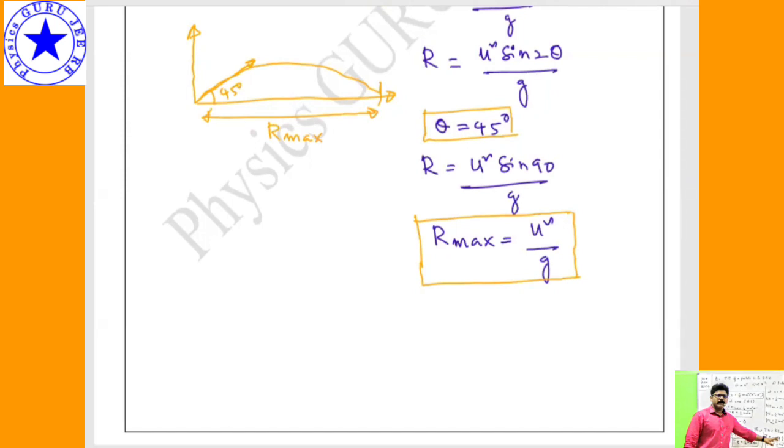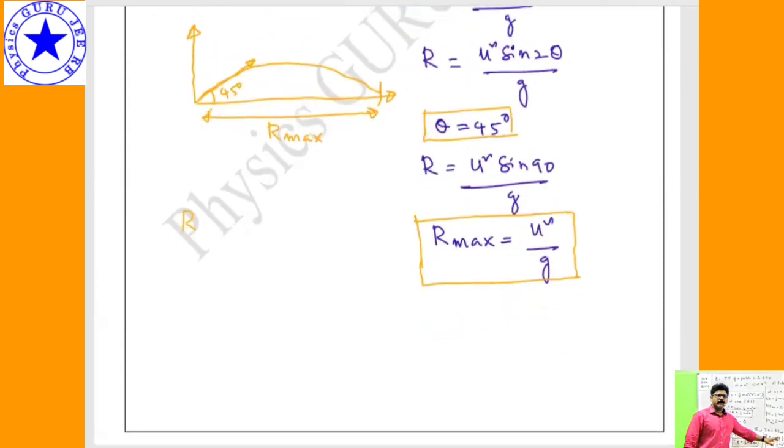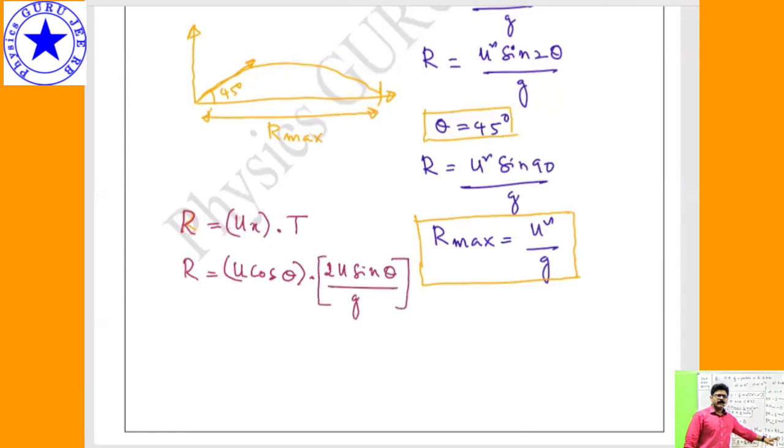If I want to write the definition of range, R is equal to ux into t, where ux is u cos theta, which is the horizontal velocity, and t is the time of flight, 2u sin theta divided by g. So we can say that the product of horizontal velocity and time of flight is called range. Hope this is clear to all.